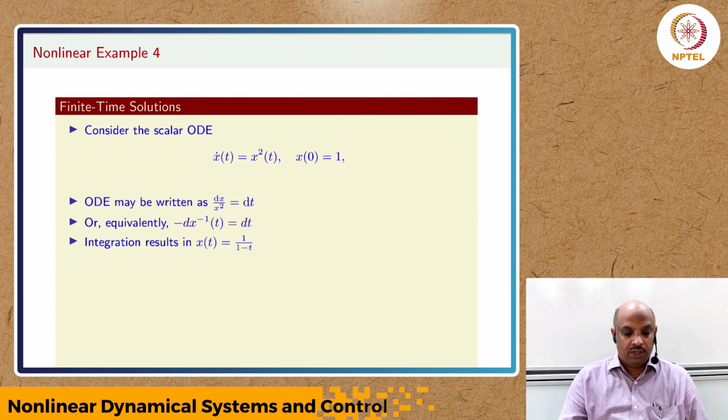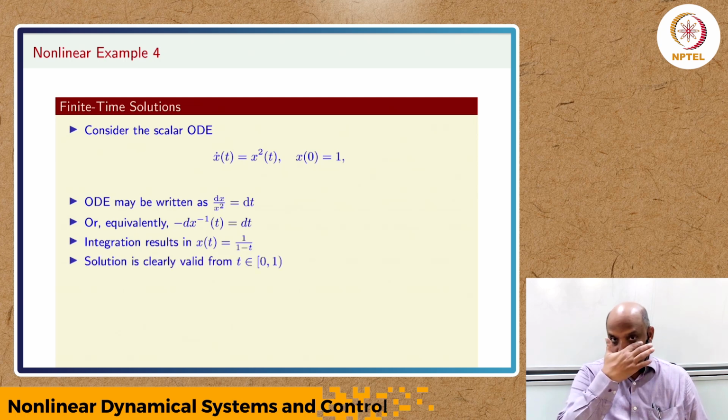And you can check at t equals 0, the initial condition is 1, and then by taking the derivative and substituting in the differential equation, we can convince ourselves that indeed this x of t equal to the reciprocal of 1 minus t is a solution, right? Perhaps we can even show that this is a unique solution.